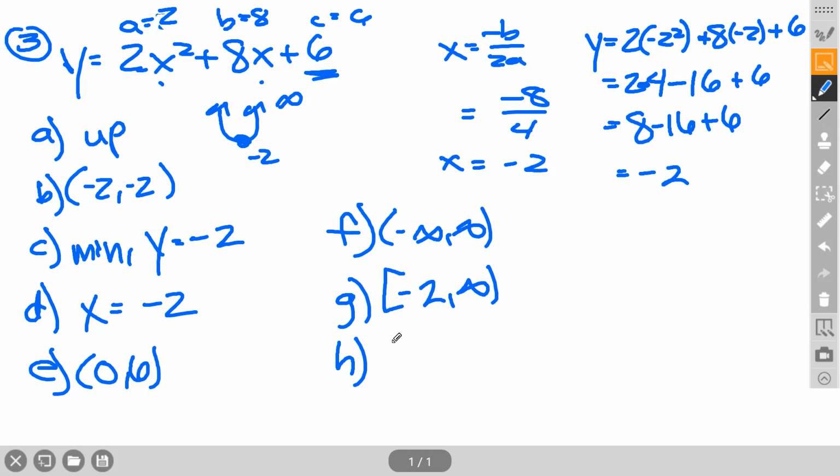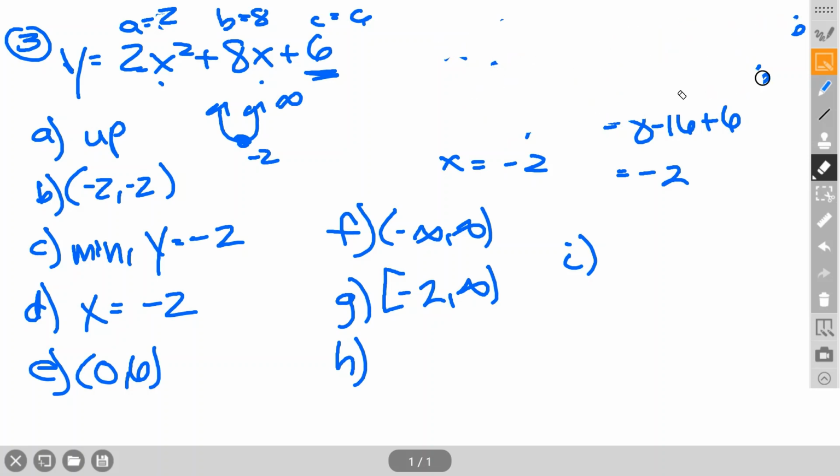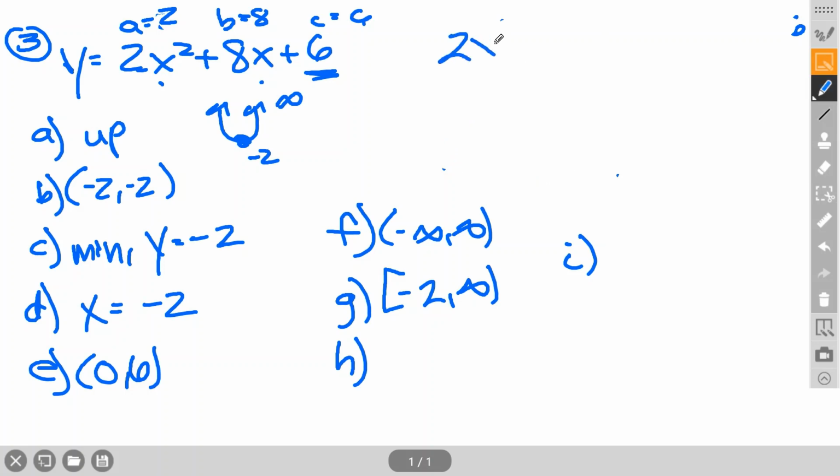H, graph, you can refer to the graph on the answer key. And letter I is to find the solutions. Alright, so there's a lot of different ways to find the solutions for this problem. First of all, when you're finding solutions, you're setting the equation equal to 0. So we're looking at 2x squared plus 8x plus 6 equals 0. We could use the quadratic formula. I'm not going to. But I'm either going to use completing the square or factoring, and I'm going to try to factor first.